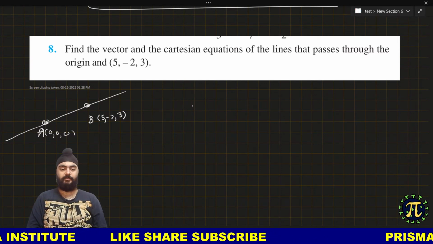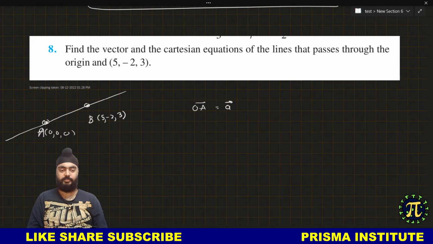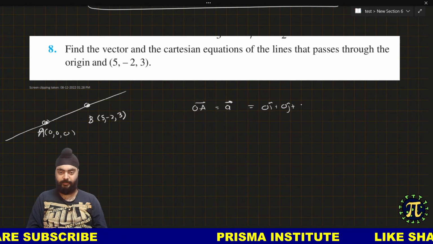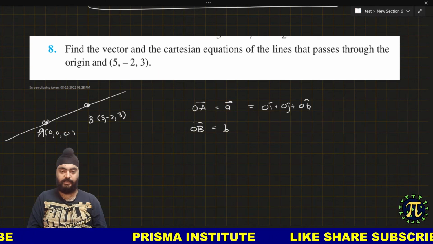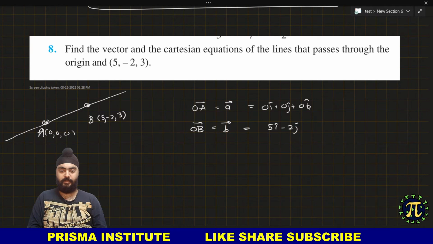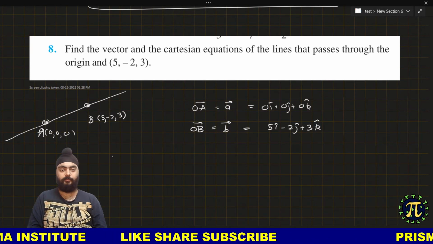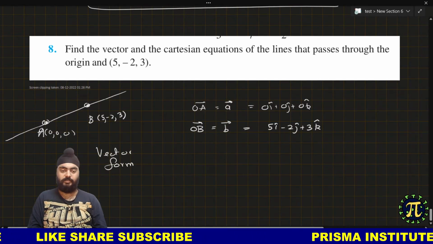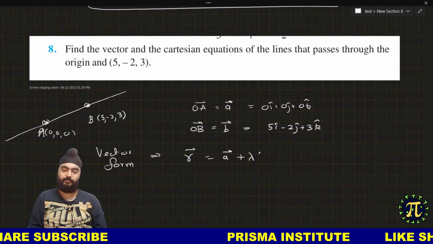वेक्टर फॉर्म पहले लिखते हैं, तो उसके लिए मेरे को क्या निकालना पड़ेगा, OA vector, right, this is the small a vector, the position vector of the first point, this is 0 i cap plus 0 j cap plus 0 k cap. I have to find OB vector, the position vector of the second point on the line, this is 5 i cap minus 2 j cap plus 3 k cap. And 2 point form क्या होता है वेक्टर फॉर्म में, this is r vector is equal to a vector plus lambda times b minus a vector.